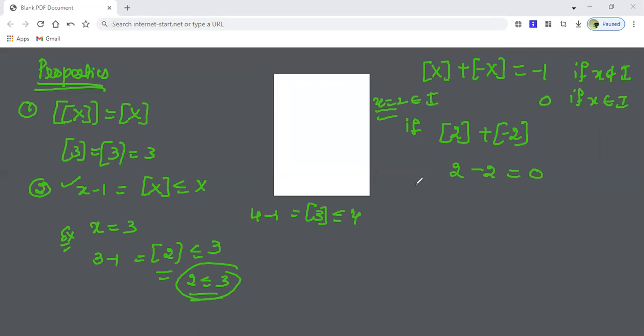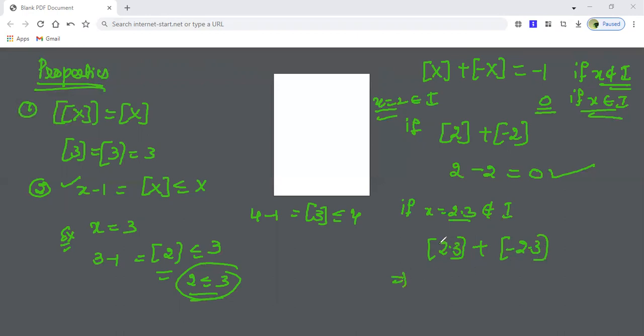No problem. So similarly, if x is equal to 2.3, which does not belong to the integers, it is not an integer, it is a real number. That's what it is saying. If x belongs to the integers, this value will be equal to 0. This is what I showed you here. If x does not belong to the integers, for example x is equal to 2.3, which is not an integer, then take the greatest integer of 2.3 plus the greatest integer of minus 2.3.